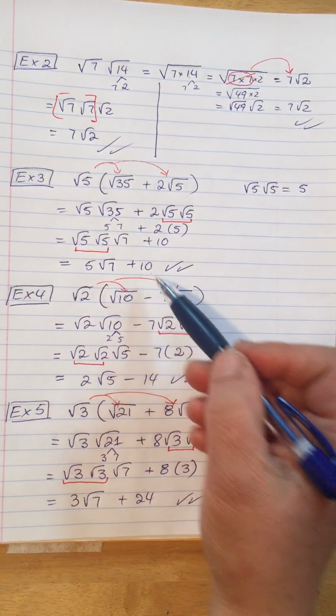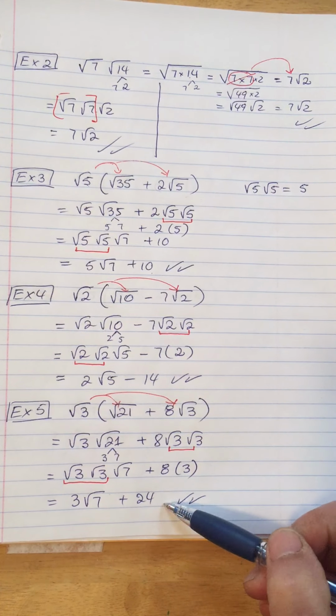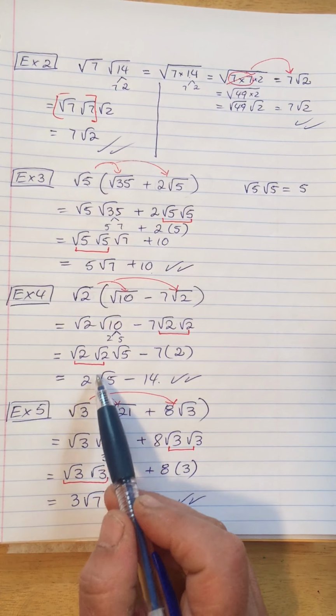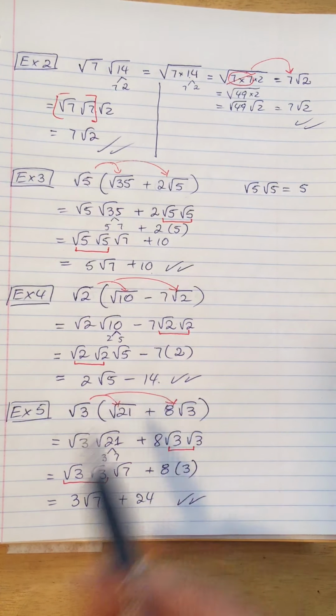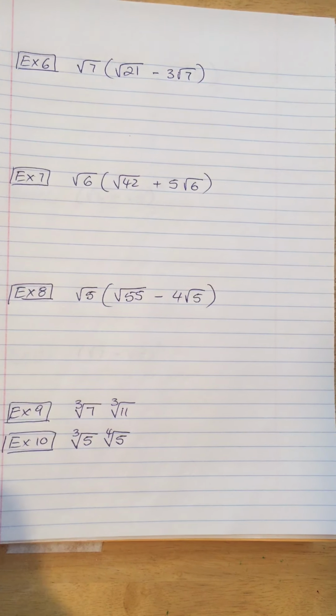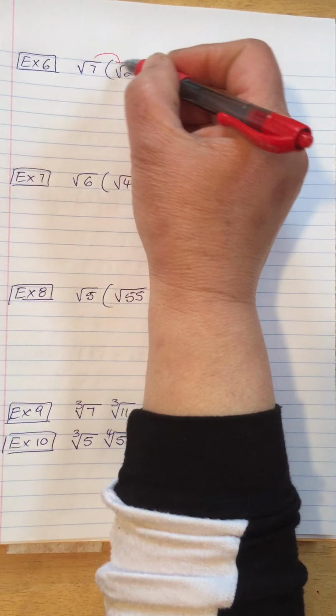As you see, the last row I cannot combine because they are not similar terms. So this contains a radical and the other does not. Example 6. Again, I have to distribute.